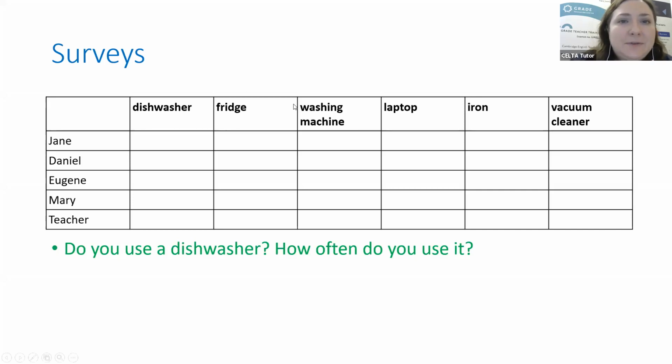And again, they need to find out and they need to tick, so that they could report the results. And then they do some writing, based on the model that the teacher gives them, and they write about one of their peers.